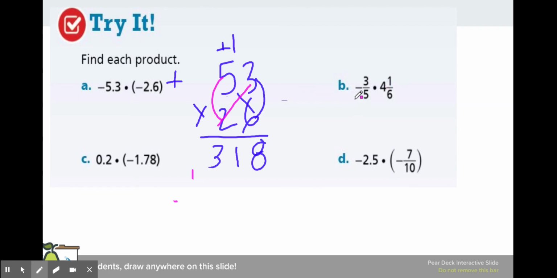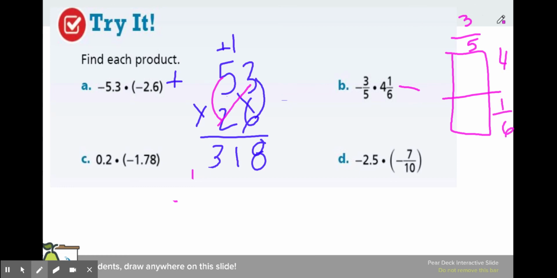But again, first, let's determine is it going to be positive or negative. Negative times a positive. I hate to love, so it's hate. So I know my answer is going to be negative. I'm going to do 3/5 times 4 and 1/6. Okay, so I do 4 times 3/5 gives me 12/5. I'll simplify that later. And then 1/6 times 3/5 gives me 3/30, which again I'll simplify later.